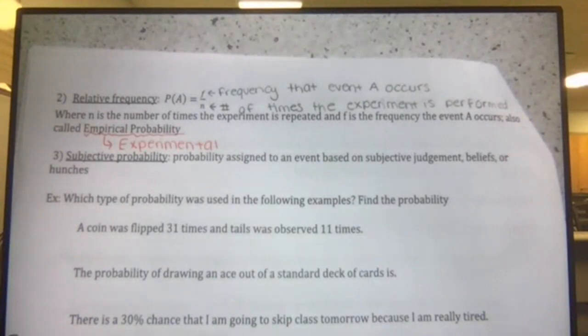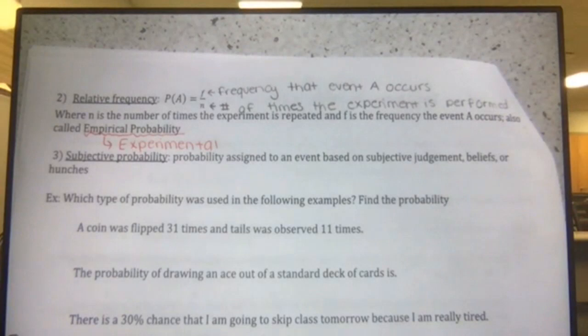So it's kind of like classical probability is just in theory, right? So in theory, if I were to flip a coin, I should get 1 out of 2 for heads, my probability of heads, 1 out of 2, my probability for tails. Relative frequency means, okay, what if I actually flip the coin 10 times? How many times does the coin actually land on heads in my experiment? Whereas subjective probability is our last probability, and it's a probability assigned to an event based on subjective judgment, beliefs, or hunches. So we're going to see an example of this next.